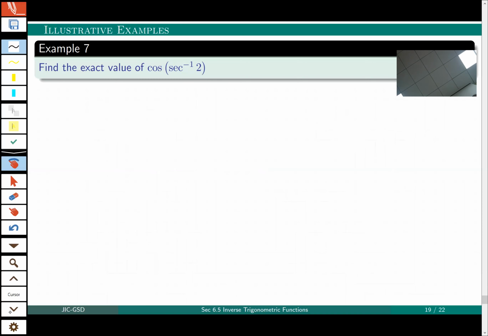Now, but here it's a bit different. Here it's not the same. This is cosine of secant inverse. Now, what is cosine of secant inverse of 2?